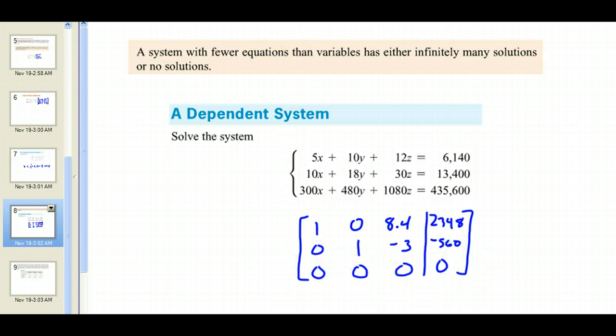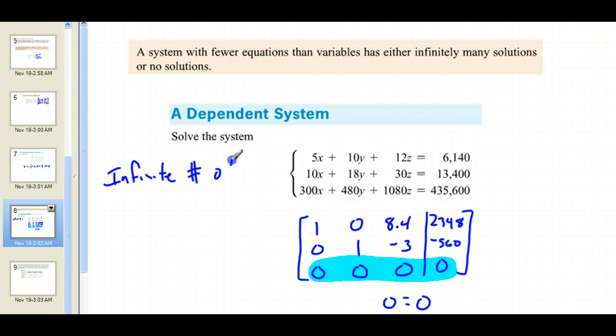Now, a row of zeros like this means 0x plus 0y plus 0z equals 0. So this means 0 equals 0. And what did that mean before? It means we have an infinite number of solutions, or a dependent system. Alright, we got a dependent system.